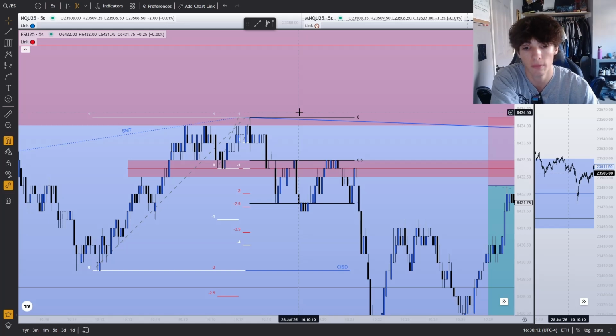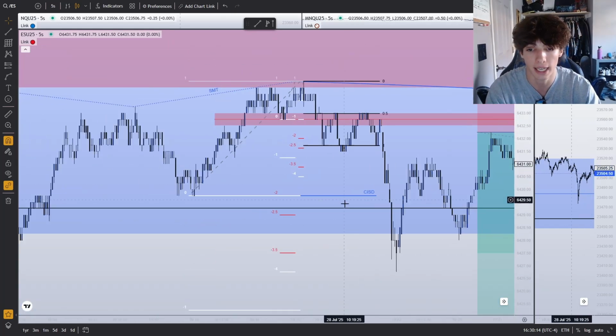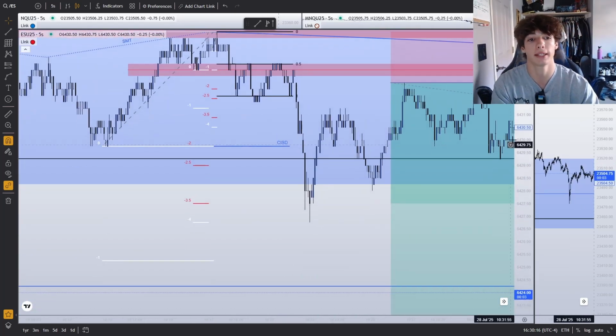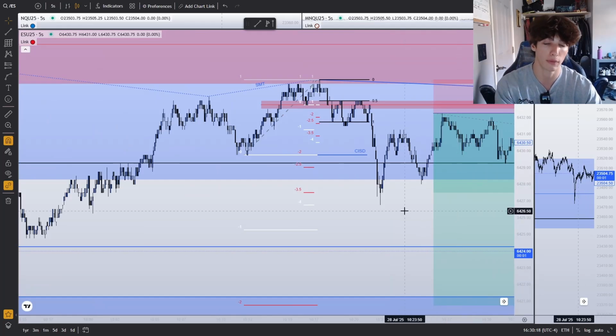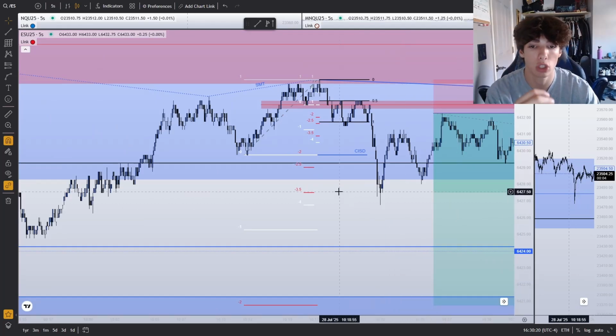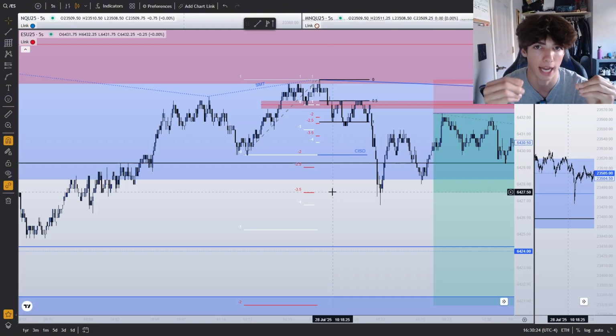When I see this first one get respected, I see the second one get respected, I can now expect to see that external one that I'm actually going to be taking a trade off get respected. That is what's so beautiful about standard deviation. It's just so accurate, it's so fractal, and it's so great to add to your trading.